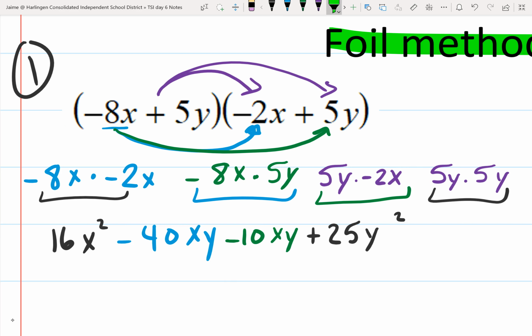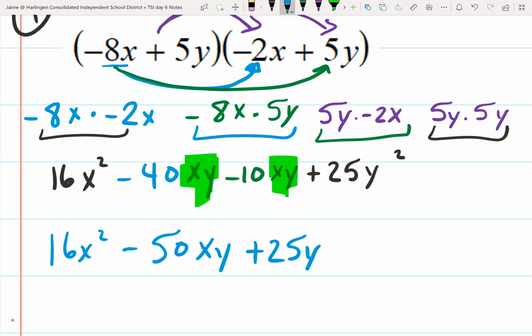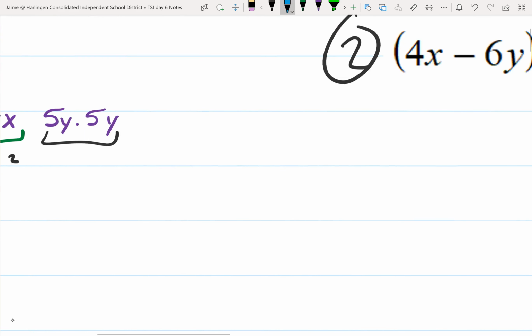Combine your like terms. There are no more x squareds, but we have an xy here and an xy here. So combine your like terms, fix the middle. Bring down the 16x squared. Negative 40 minus 10, well, that's negative 50xy. And then plus 25y squared. There you go. Follow method, using 2 letters now, 2 variables.